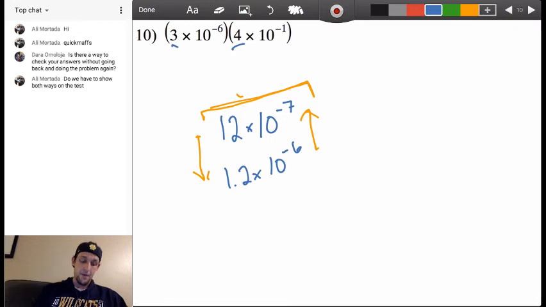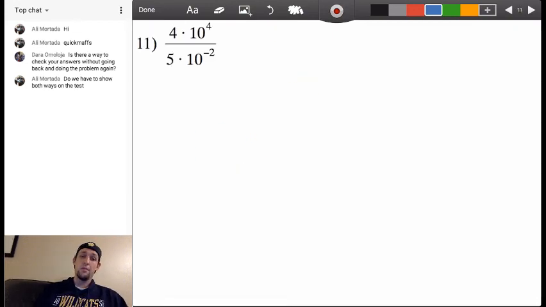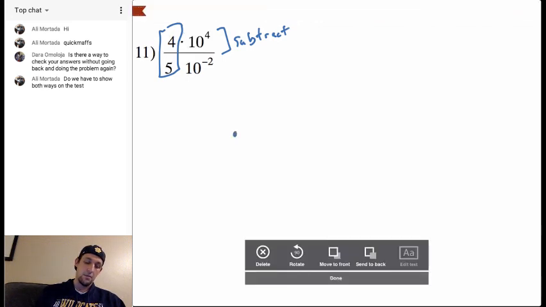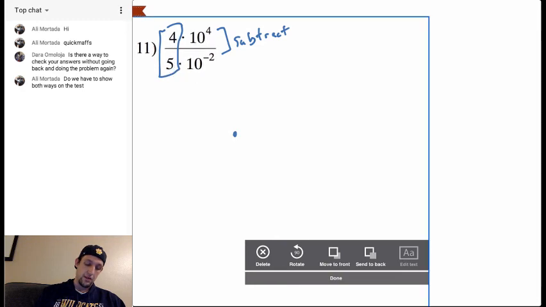Okay, and our last one, we are going to do almost the opposite of what we just did. We are going to divide the numbers and subtract the exponents. 4 divided by 5, you're going to have to write that as a decimal because we can't have fractions in scientific notation. So I'm going to change that to 0.8.